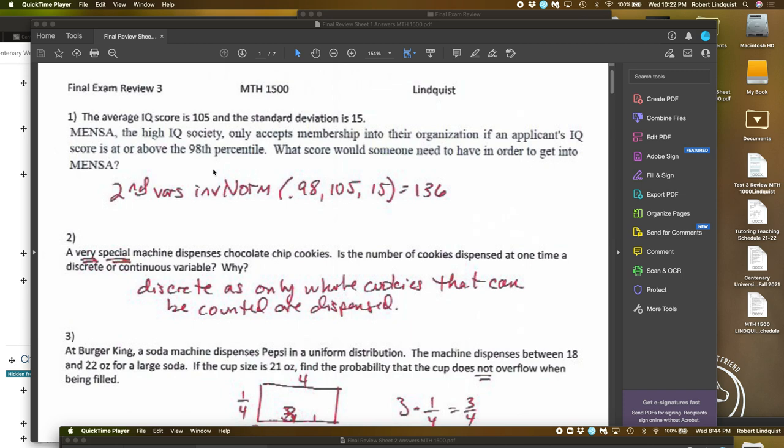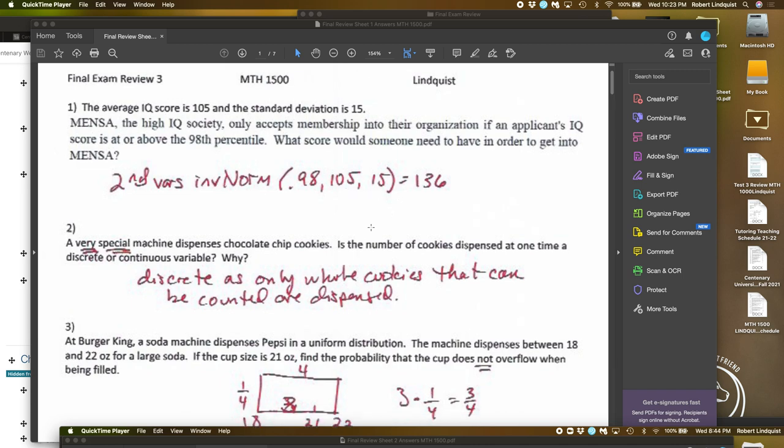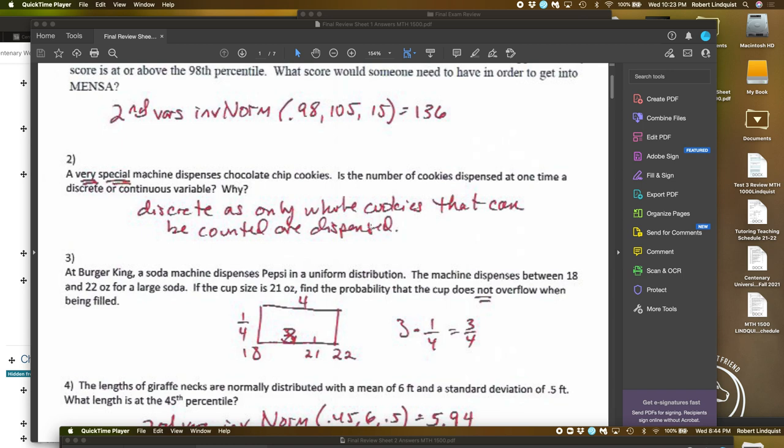So number 1, the average IQ score is 105, standard deviation is 15. We're looking for the 98th percentile. 0.98 as your percentile in inverse norm, right? Anytime you have percentiles in normal curve, we use inverse norm, which is found on the second bar's menu. 0.98, and then we go 105 as your mean, 15 as your standard deviation. It'll tell you 136.